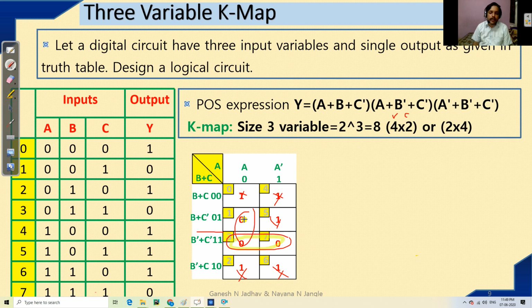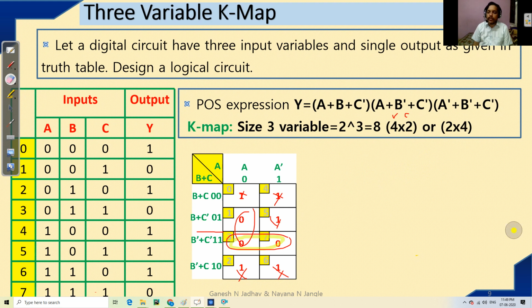So I will write down the equation. The non-changing variable on this side is A, and the non-changing one on this side is C dash. So for the first group the equation will be A plus C dash. For the second group, on this side both are changing, but what is non-changing on this side? B dash plus C dash. So B dash plus C dash, and ANDing together we will get the POS form. That will be my output equation.